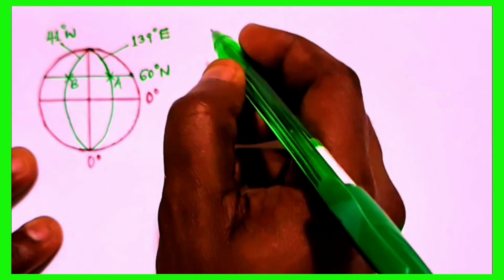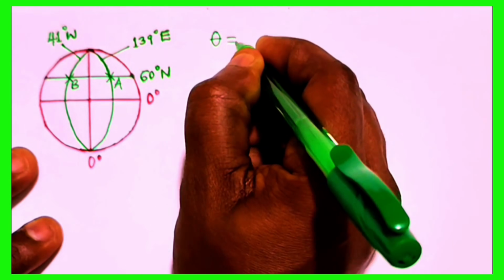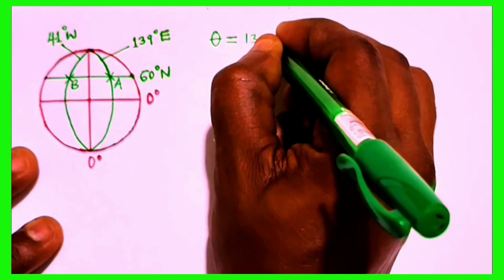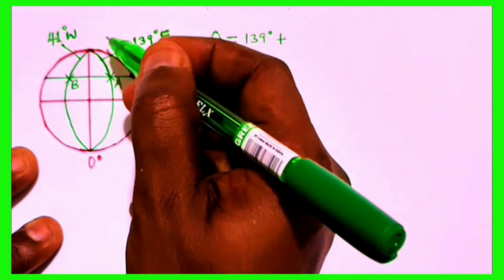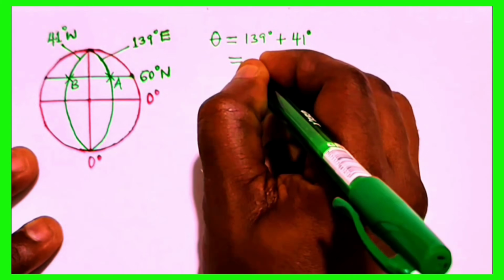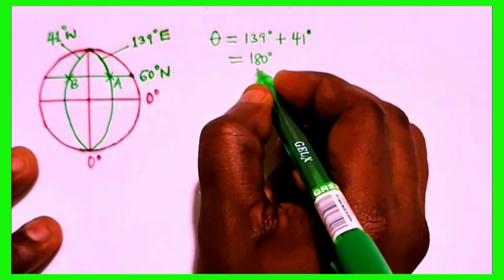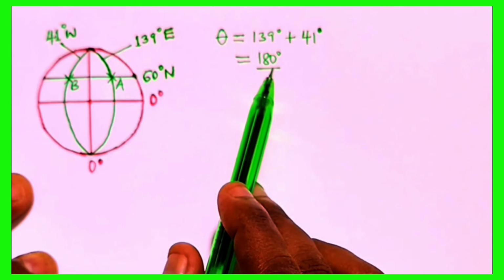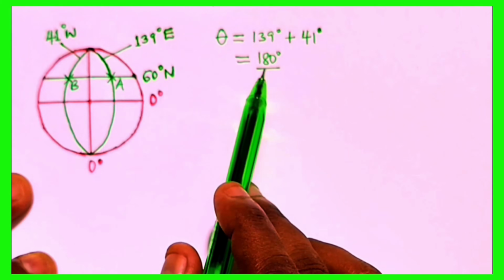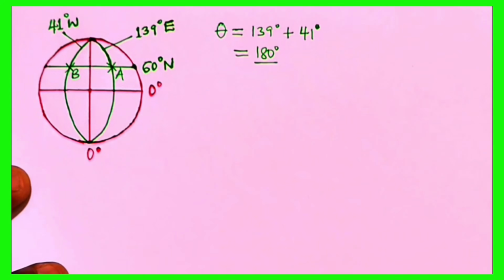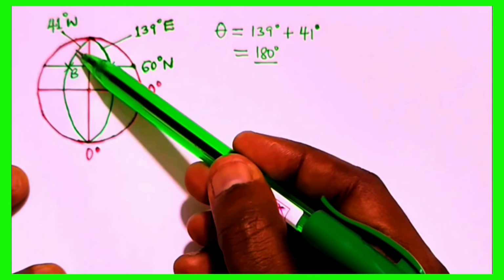So let's first of all consider the value of theta. The value of theta will be equal to the degrees on the eastern side of Greenwich, which is 139 degrees, and then we add the degrees on the western side of Greenwich, which is 41 degrees. So in total, this will lead you to 180 degrees. And therefore, since the value of theta is equal to 180 degrees, we will comfortably say that these 2 points are antipodal, or they are directly opposite. And therefore, the shortest distance between them will be through the North Pole.